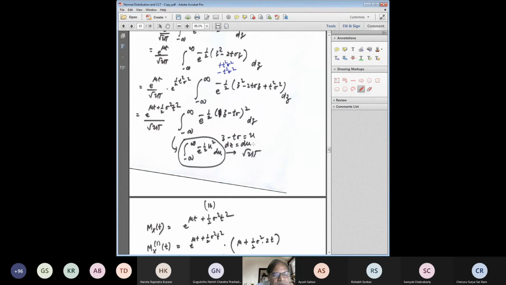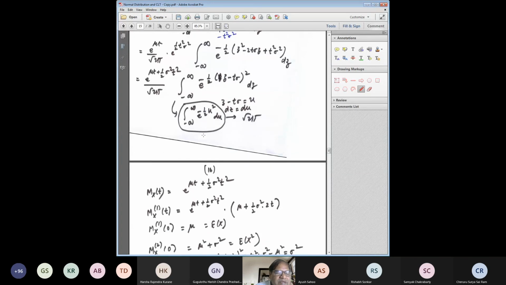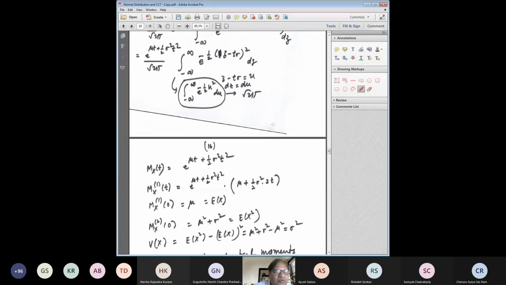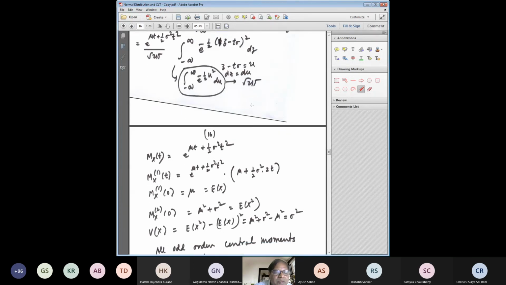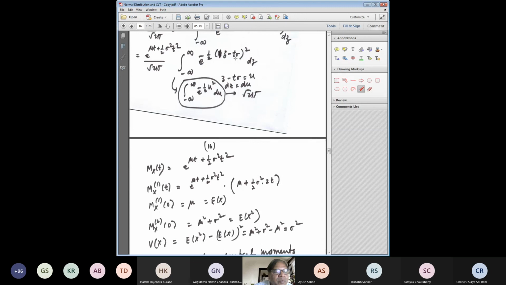When you substitute u for z minus t sigma, it becomes e to the power minus half u square du. This is a standard integral, and its value is root 2 pi. Otherwise, you can take 1 by root 2 pi inside, and the integral of 1 by root 2 pi e to the power minus half z square dz is 1. Either way, root 2 pi gets cancelled.